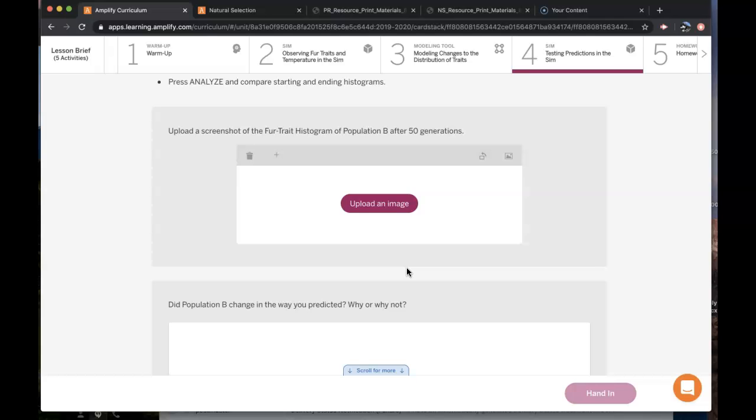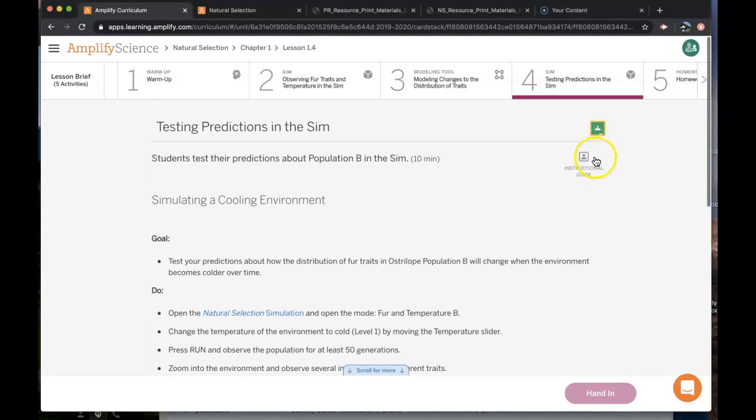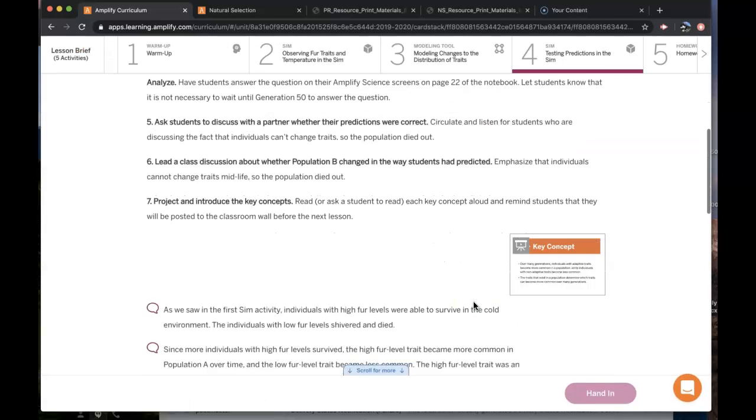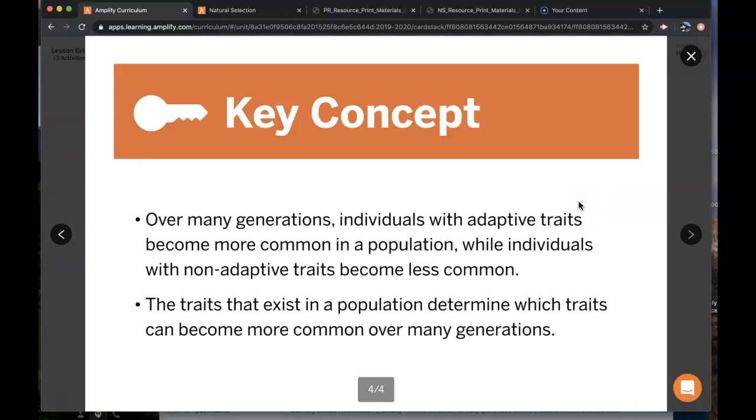Okay, so now that you have completed the sim activity, we are going to discuss what happened. So we have a couple key concepts here. First one is over many generations, individuals with adaptive traits become more common in a population, while individuals with non-adaptive traits become less common. The traits that exist in a population determine which traits can be more common over many generations.